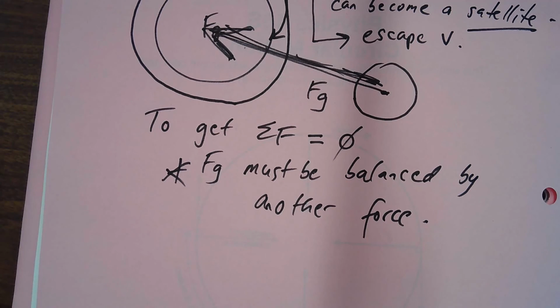Okay, so here's what Albert Einstein said. If it's stationary, only Fg is working. Now I'm going to introduce a force, a spinning force.